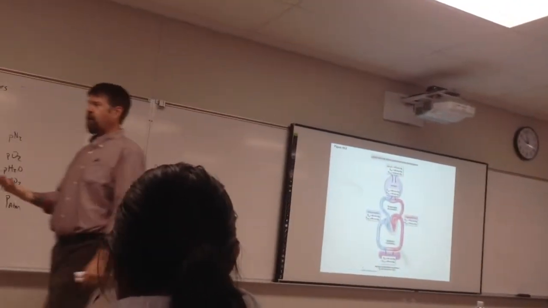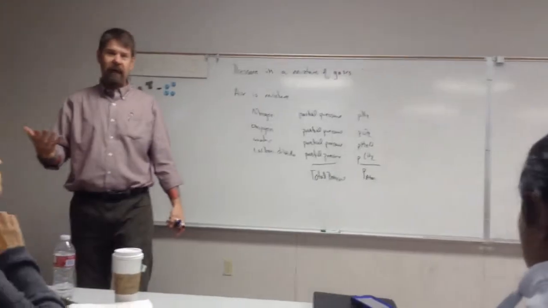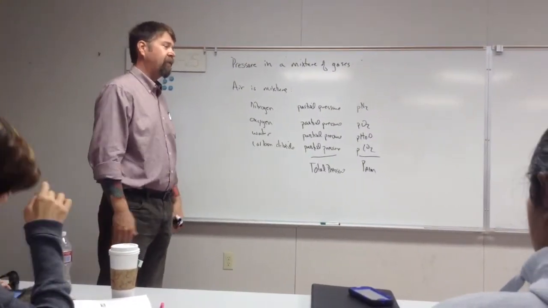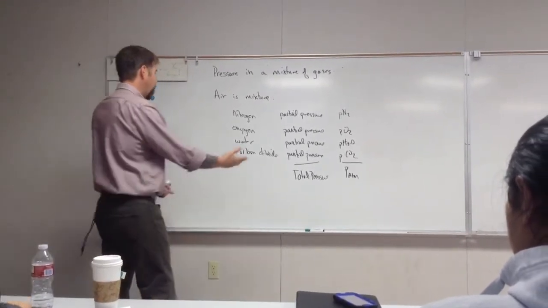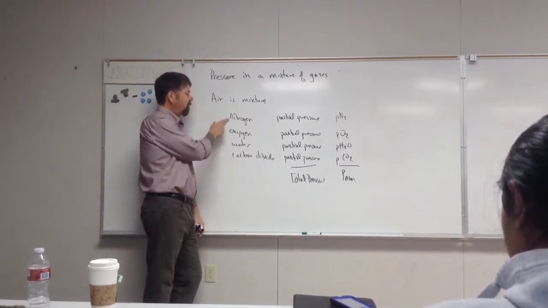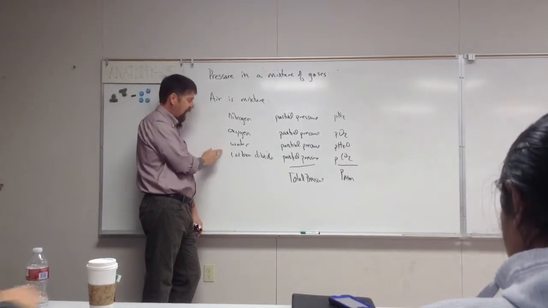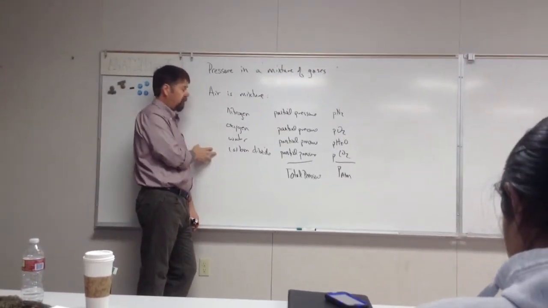So Dalton's law of partial pressures states that in a mixture of gases, the partial pressure of each individual gas is proportional to the amount of that gas in the mixture. If the amount goes up, so does its partial pressure. So simply put, let's say air was a mixture of these four gases: some nitrogen gas, some oxygen gas, water vapor, so water as a gas here, and carbon dioxide. These are the four most common, by the way, in air that we breathe.